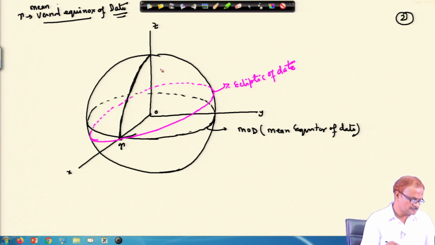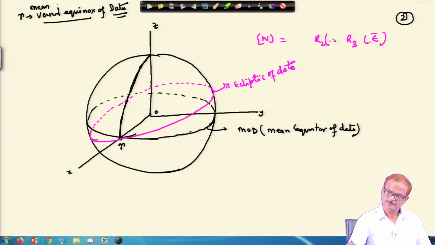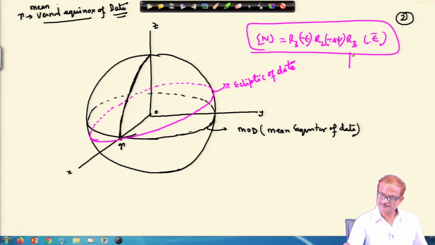The nutation rotation as we have written earlier is modeled by R 3 minus epsilon, R 1 epsilon bar, R 2 with minus delta psi, and then R 1 again with minus epsilon. That means the first rotation, sorry, here this is R 1 and this is also R 1. About the first axis we have to give rotation by epsilon bar.